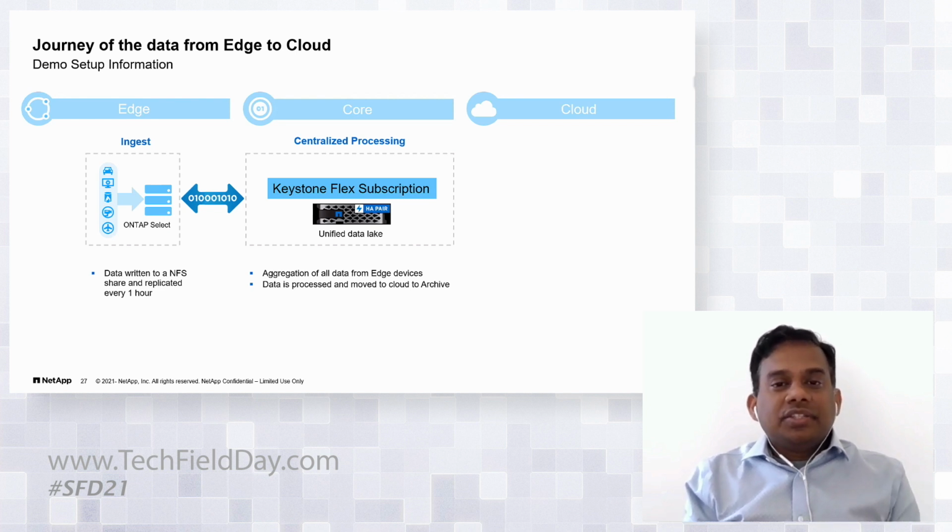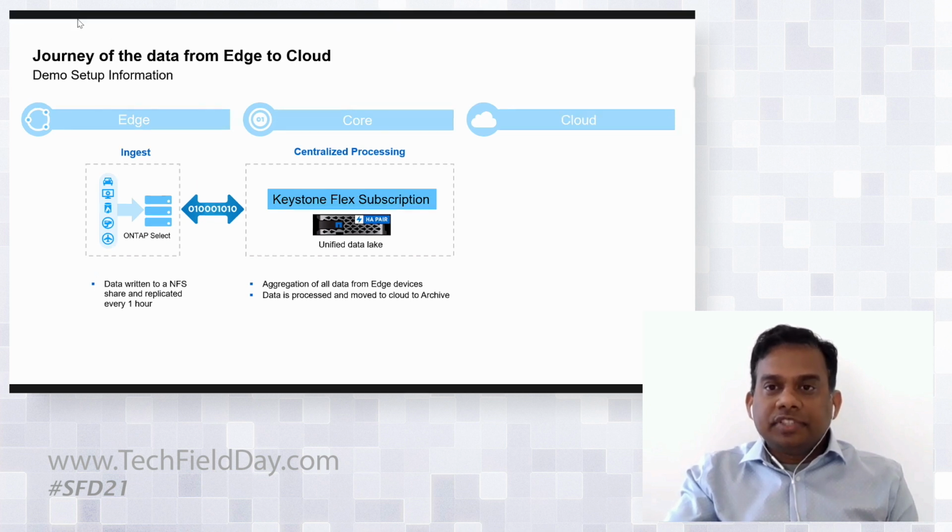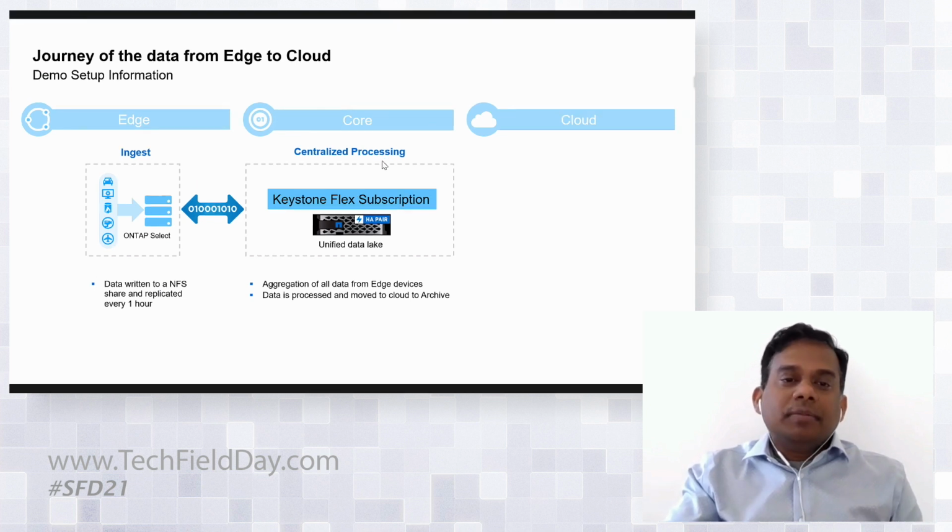So the idea here is to collect all the data here, process it, and then once the data is deemed to be cold, send it to a low-cost storage or even to the cloud so they can minimize the total cost.